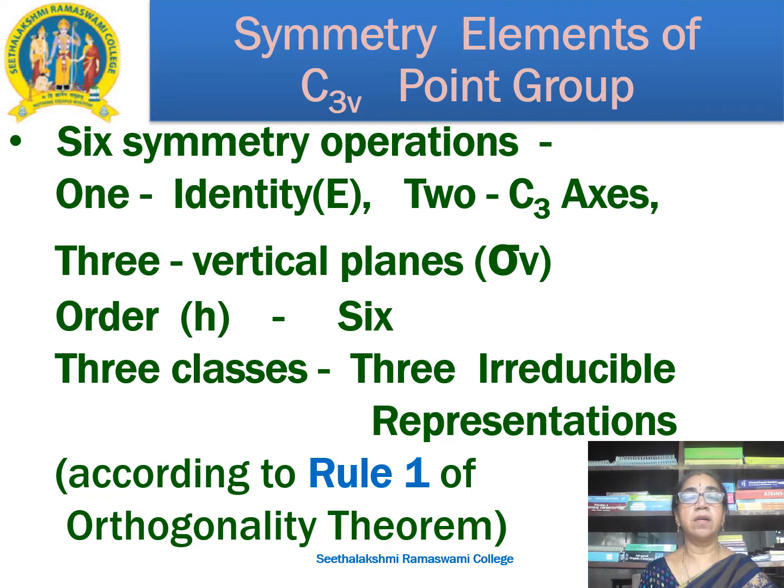Since there are 6 symmetry operations, the order of the group is 6. These 6 symmetry operations are classified into 3 classes. That is, the identity element is in one class, the 2 C3 axes form another class, and the remaining 3 symmetry planes form the third class. Then, according to rule 1 of the orthogonality theorem, it is concluded that there are 3 irreducible representations in the C3V point group, since there are 3 classes in the point group.